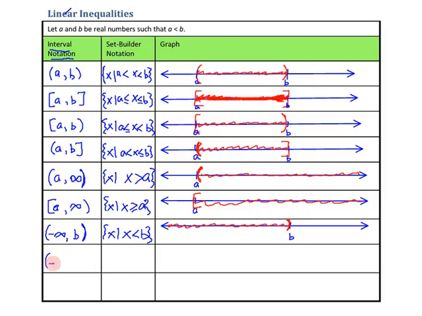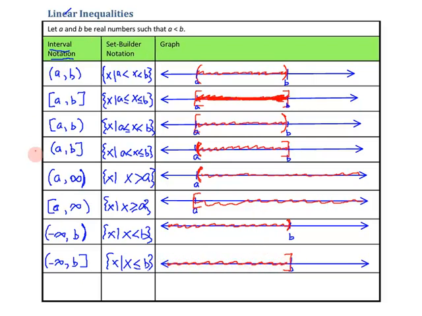Similarly, I could go from negative infinity up to b and include it, which would look like the set of all x such that x is less than or equal to b, and graph this in the following manner. Here's b, so it would be a bracket at b and shade everywhere to the left of it.